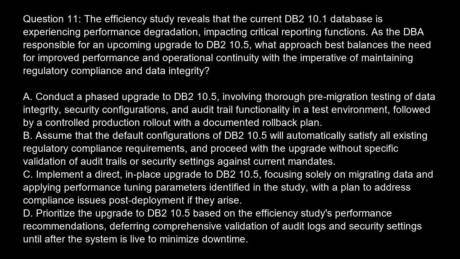Option C. Implement a direct, in-place upgrade to DB2 5, focusing solely on migrating data and applying performance tuning parameters identified in the study, with a plan to address compliance issues post-deployment if they arise. Option D. Prioritize the upgrade to DB2 5 based on the efficiency study's performance recommendations, deferring comprehensive validation of audit logs and security settings until after the system is live to minimize downtime.